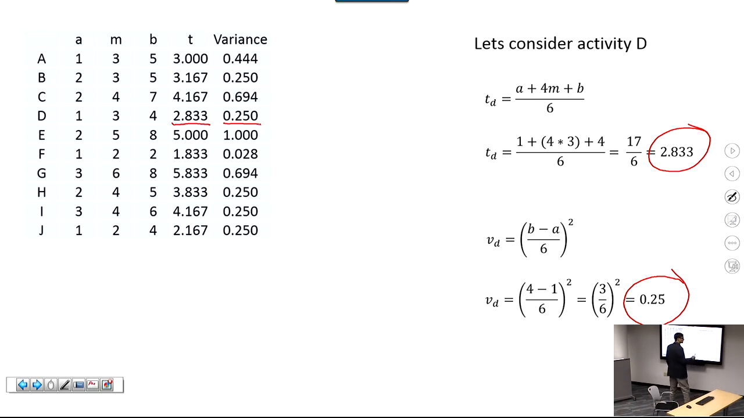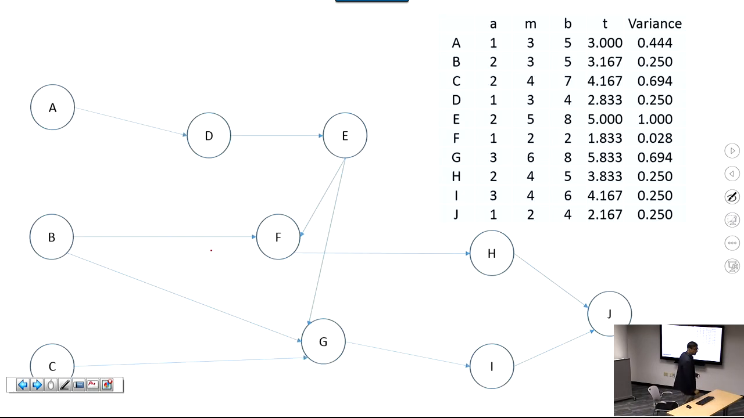All right, so next what we are going to do is use these time estimates in the project to do the critical path method. Okay? All right, so then here is the project. And I'm going to use, as I said, these time estimates in the project to do the critical path method.